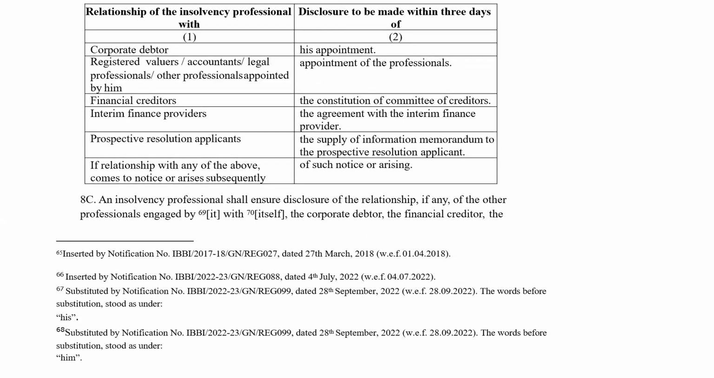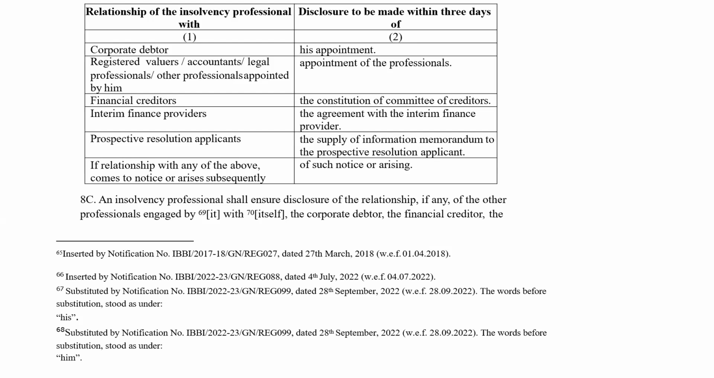An insolvency professional shall ensure disclosure of the relationship, if any, of the other professionals engaged by it with itself, the corporate debtor, the financial creditor. 8B में क्या है? आईपी रिलेटेड है. दूसरा क्या है? जो उसने प्रोफेशनल एंगेज किया वो रिलेटेड है. 8B और 8C में व्हाट इज द डिफरेंस? In 8B, IP is related with CD, professionals, FC, interim finance providers, and in 8C, that professional which was appointed by the IP, he is related.